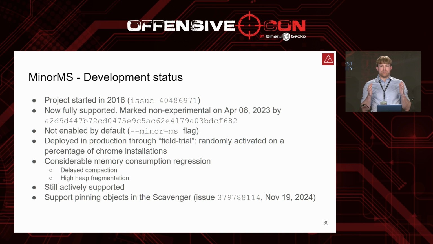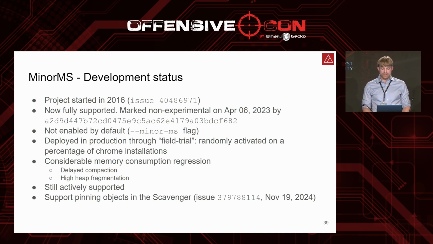So what is the development status of MinerMS? It has been under development for quite some time, with the first commits relating to young generation mark compaction landing the better part of a decade ago. The feature is now fully supported in Chrome and is no longer experimental. However, it is not enabled by default. Last year, Chrome performed some field trial testing for some months, meaning that the feature was randomly activated for some percentage of Chrome installations. The results appear to be that MinerMS represents a considerable memory consumption regression due to having higher heap fragmentation, which has blocked its full deployment.